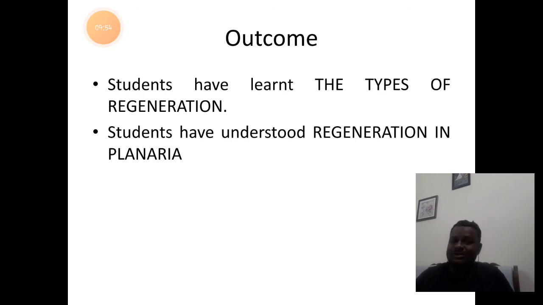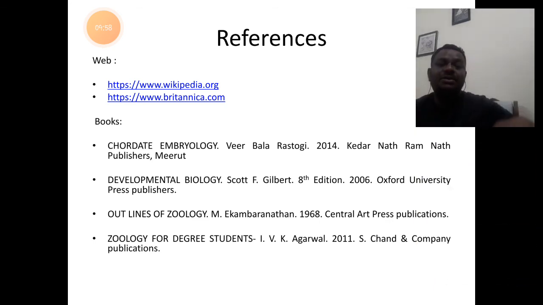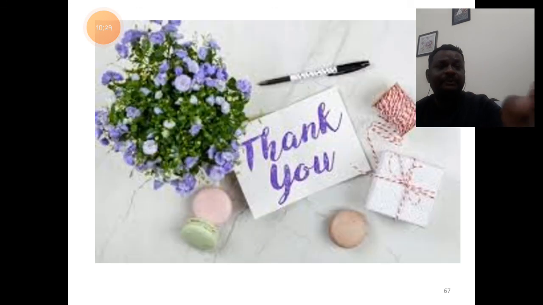regeneration process of Planaria. So references includes web references of Wikipedia and Britannica.com, and book references includes Chordate Embryology by Veerabala Rastogi, then Developmental Biology by Scott F. Gilbert, then Outlines of Zoology by Ekambar Nathan, and Zoology for degree students of first year by V.K. Agarwal.